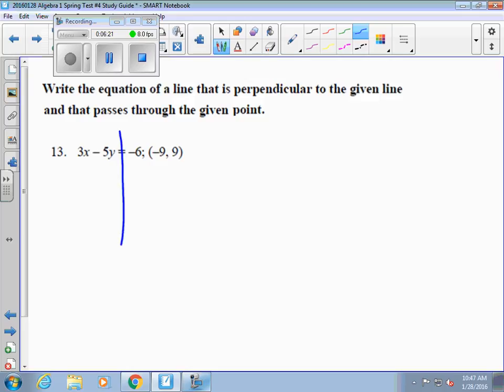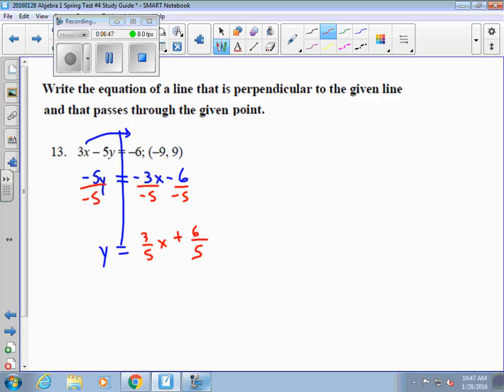So again, make it say y equals mx plus b by bringing 3x over. You're left with negative 5y equals negative 3x, and you still have negative 6 there. Divide by negative 5. If you do it there, do it here and here. A negative divided by negative is a positive 3 over 5x, and a negative 6 divided by negative 5 is a positive 6 over 5. Again, the only value you are interested in in this equation is its slope value, its m value, 3 over 5.